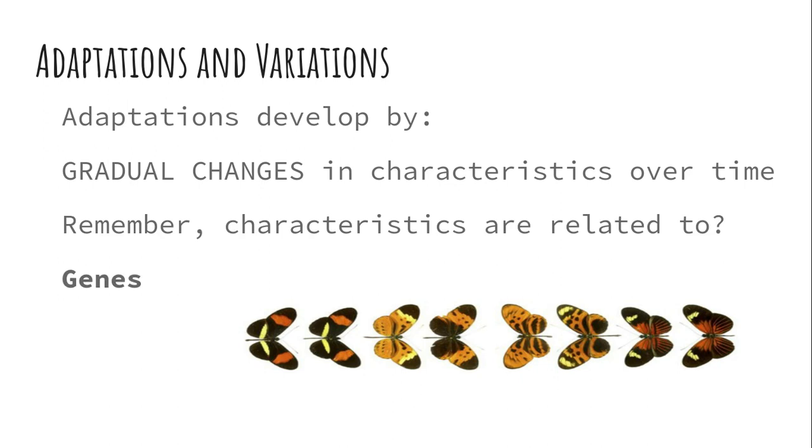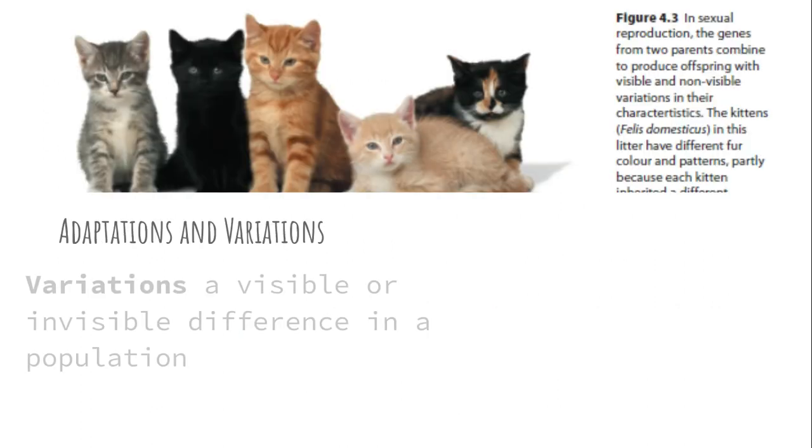Adaptations are very gradual, though. So when I talked about the giraffe, you have to remember it wasn't like one day the giraffe had a long neck because the day before all the short neck giraffes died out. This happened over an extended period of time. So it's a very gradual change. These are all related to the fact that we pass on genes that allow for these adaptations to happen.